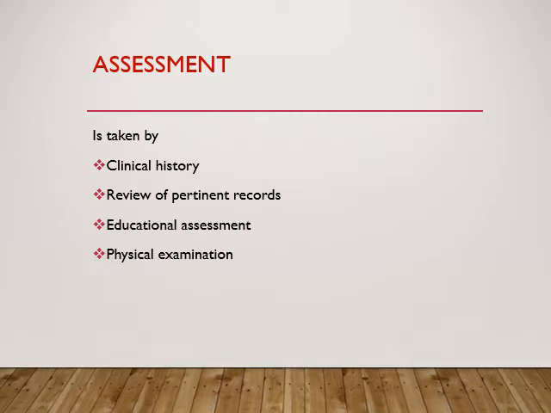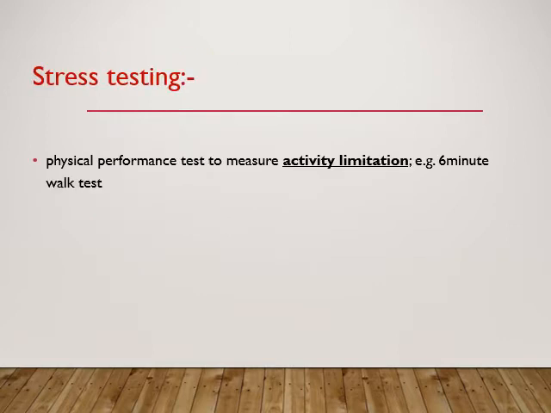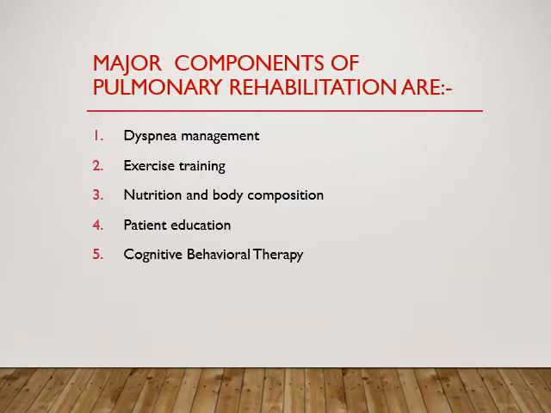Assessment. It is done by taking the clinical history of the patient, review of the pertinent records, educational assessment, and the physical examination. There is a test called stress testing. It is performed to measure the activity limitation. Example is a 6-minute walk test. The major components of pulmonary rehabilitation are dyspnea management, exercise training, nutrition and body composition, patient education, and cognitive behavioral therapy.